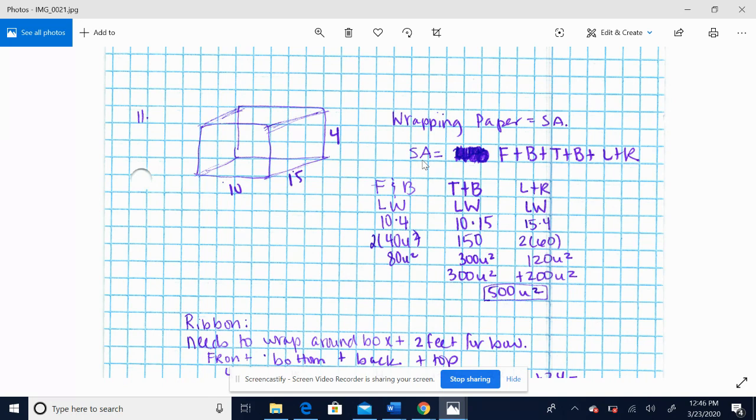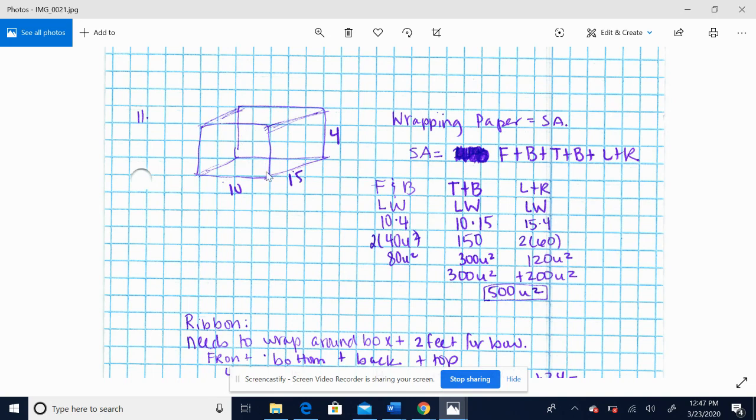Because it's not a perfect cube, not all of my faces are going to be the same, but some of them are going to be a little bit different in size. So if we're not dealing with a perfect cube, I kind of have to break these faces down differently. I might think of the surface area of the front and the back, the top and the bottom, and the left and the right. Usually because those faces are going to be mirror images of each other.